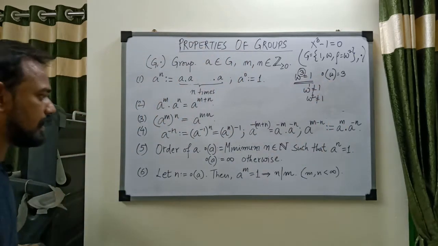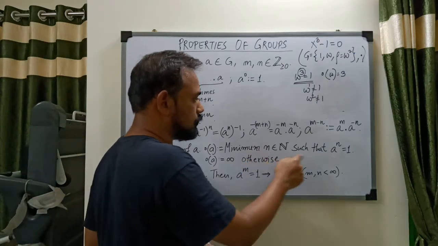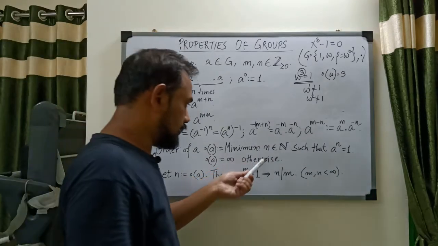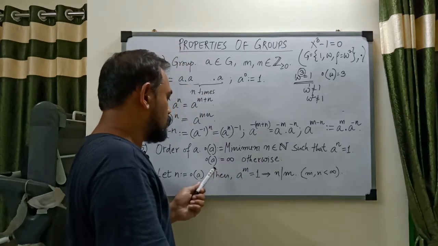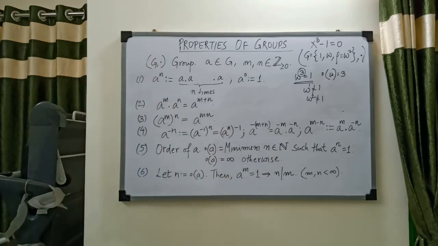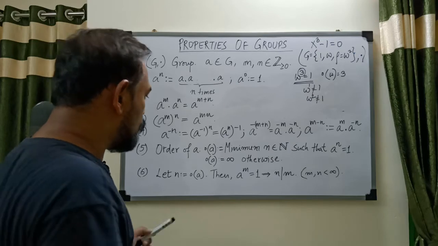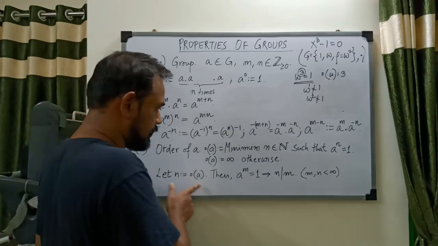Okay. Similarly, we are going to define this in that spirit. The minimum positive integer which gives you this equation. If you can't find an integer like this, otherwise, we just define the order of that element to be infinity. Okay, we just define it to be infinity. That's just a convention.